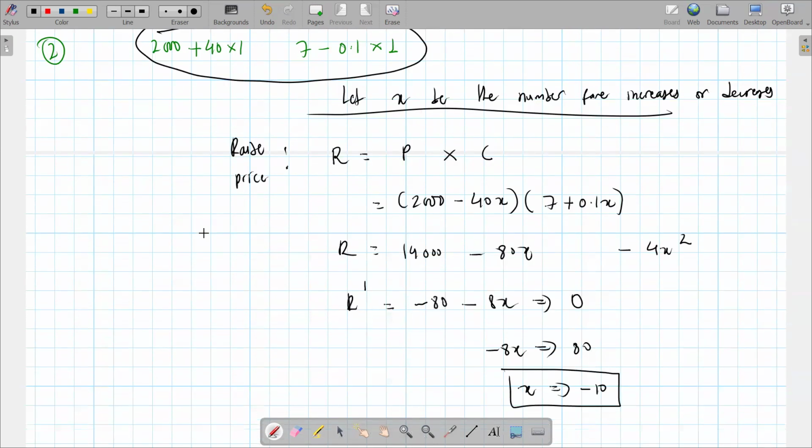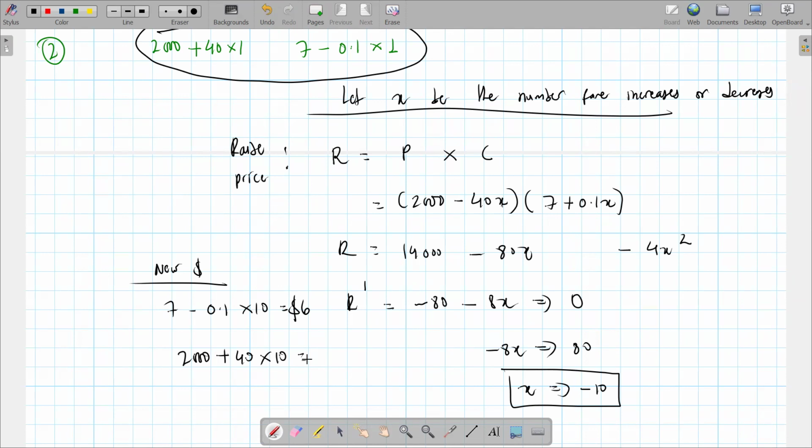How many times was it? 10 times. So your new fare will be 7 minus 0.1 times 10, that will be $6. And your passengers will be 2,000 plus 40 times what? 40x, right? X is 10. So how many passengers do we get?